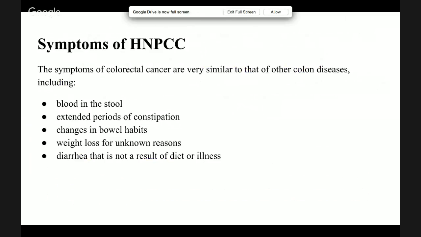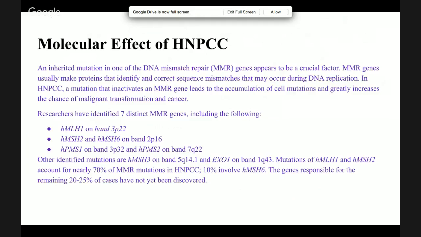Symptoms of HNPCC include blood in the stool, extended periods of constipation, changes in bowel habits, weight loss for unknown reasons, and diarrhea that is not a result of diet or illness.